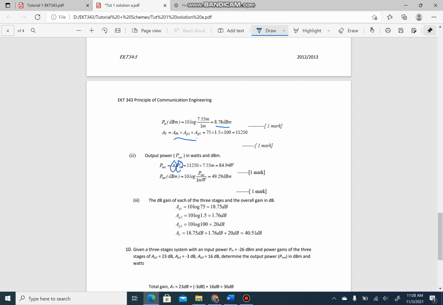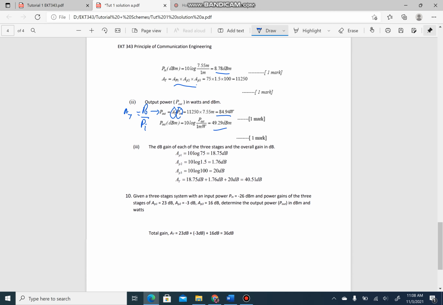We know that the gain is the ratio between P out and P in. So now we have the value of the gain and also P in. Calculate P out, what we get in terms of watt, and then convert that to the dBm value. Then find the dB gain for each of the 3 stages and the overall gain in dB. Once you have the decibel value for each stage, you can add them all together to find the total gain, or you can simply convert from the one that you get from the first equation.